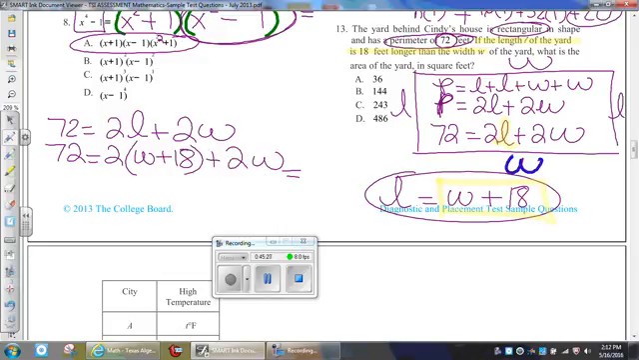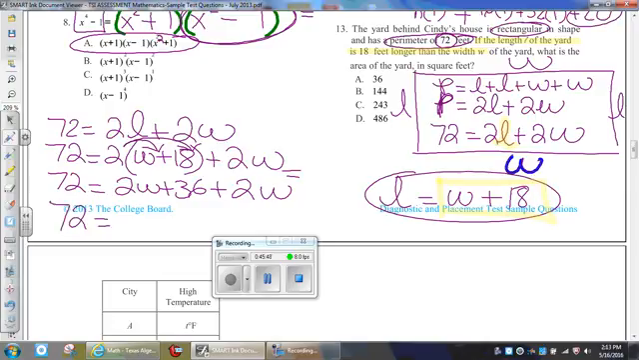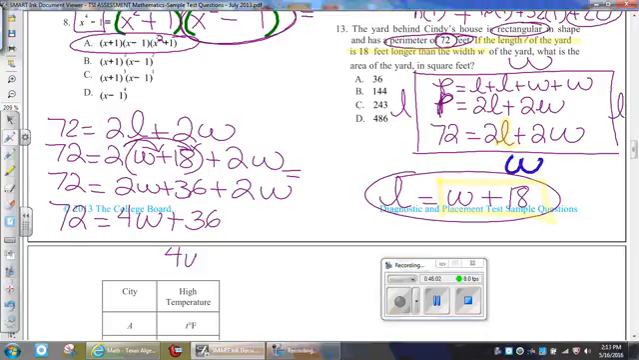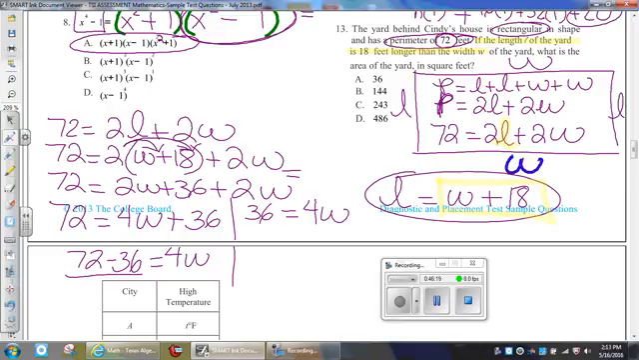And now, since we have one equation with only one variable, which is W, we only need one equation to solve for W. So 72 equals, here I'm going to distribute, so that will be 2W plus 36 plus 2W. So how many W's do we have? 4W plus 36. And so to solve for W, it will be 4W is equal to 72 minus 36. So 72 minus 36 is equal to 36. Yes or no? Yes. So 36 equals 4W, and so to solve for W, that will be 36 divided by 4. And so 36 divided by 4 is 9, and so that will be the width.